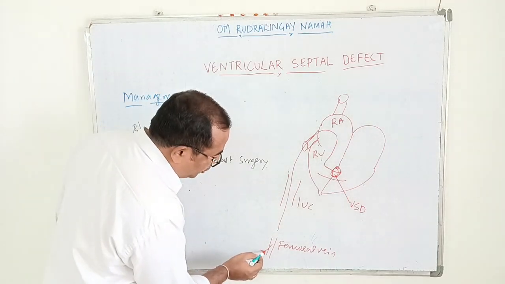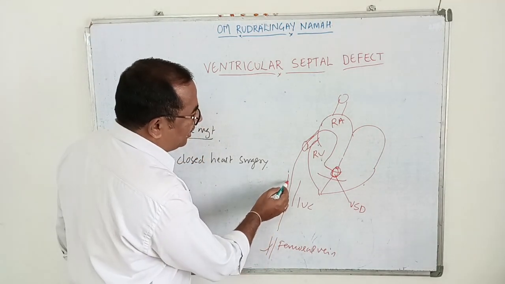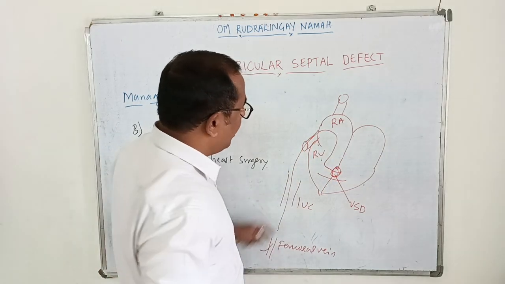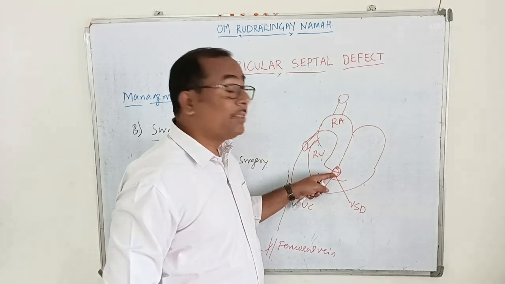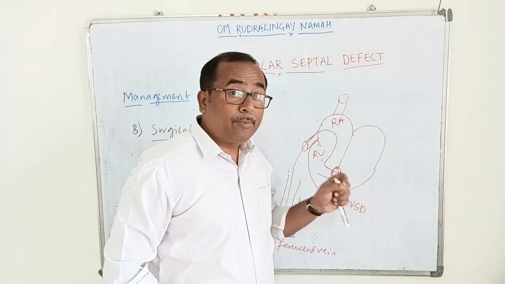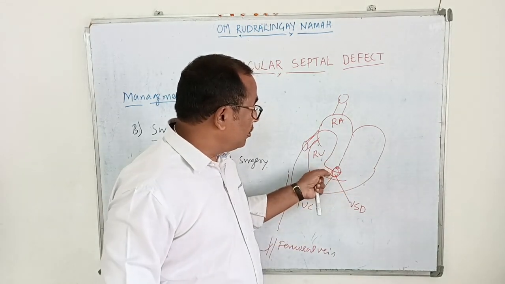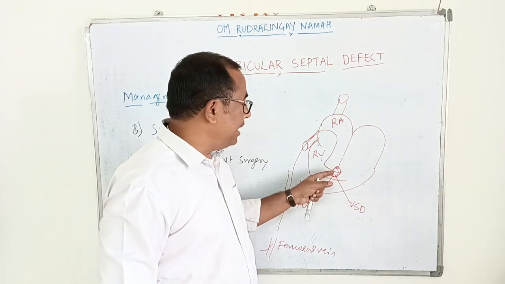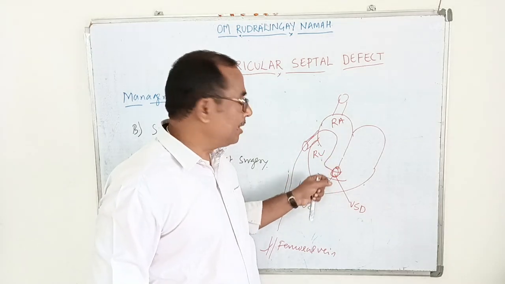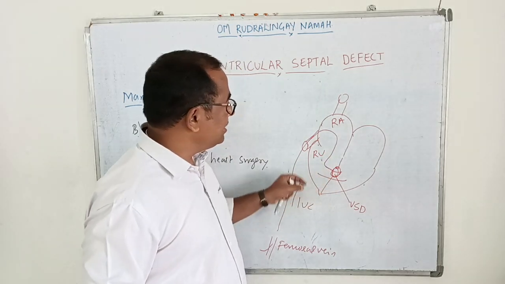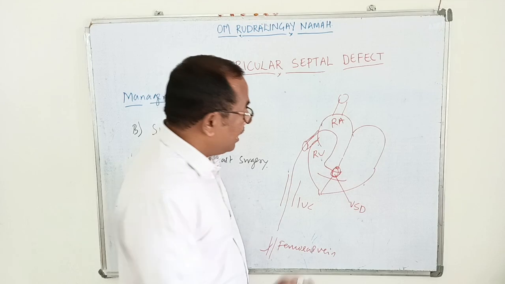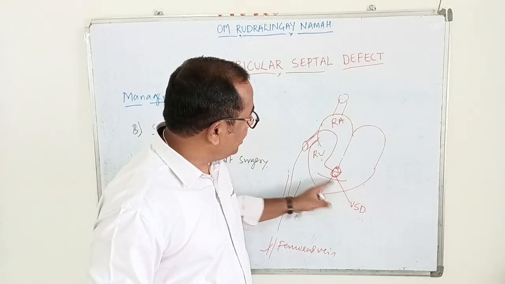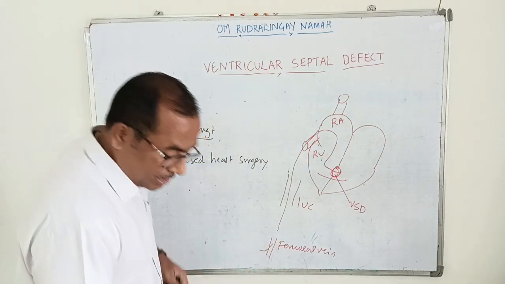So what do we do in closed heart surgery? We insert the catheter through the femoral vein into the inferior vena cava, then into the right atrium, then the catheter is advanced to the right ventricle, and then passed through this defect. This catheter is tipped with one occluder, which is opened at the point of the defect, and it will completely close the opening. After that the catheter is removed, and thereby it will prevent the shunting of blood from the left ventricle into the right ventricle. So this is closed heart surgery.